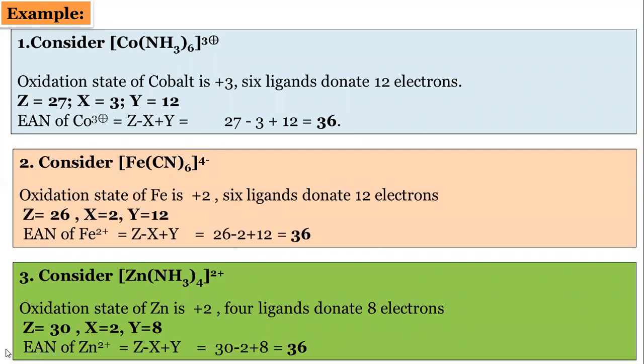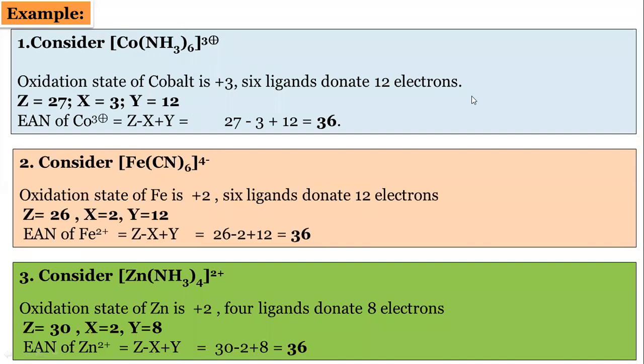So according to this formula, EAN of Zn2+ is equal to Z minus X plus Y. This Z, the atomic number of zinc, is 30, minus 2. Why is X 2? Because here the oxidation state of zinc is +2, so the value of X is 2. This 8 is, how many ligands are there? 4 ammonia ligands are there, so these 4 ammonia ligands will donate 8 electrons. So the EAN rule is obeyed in all these examples.